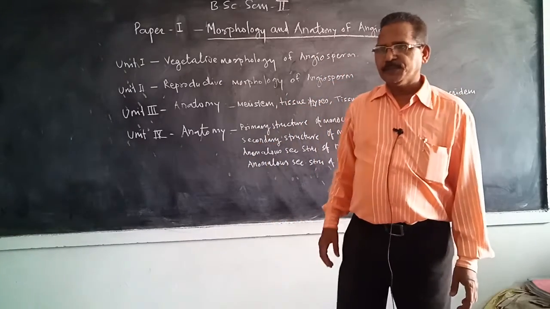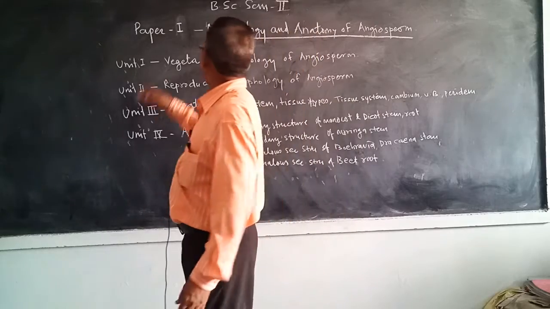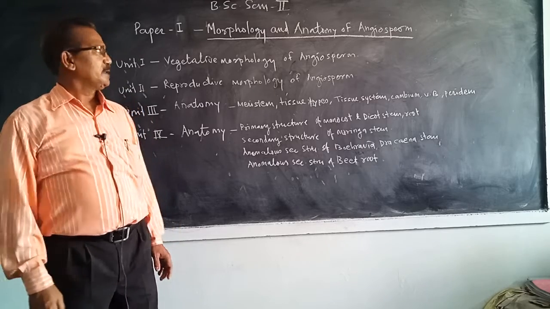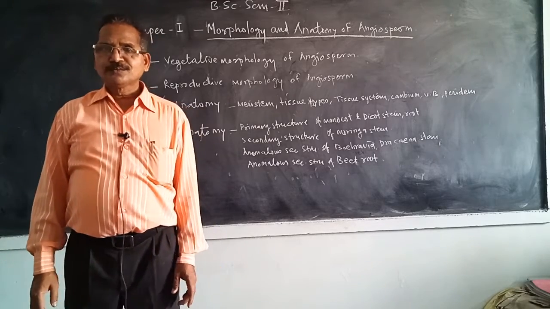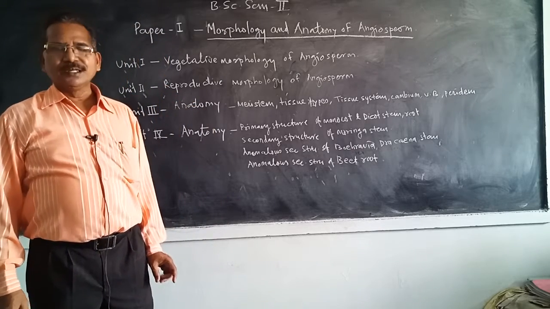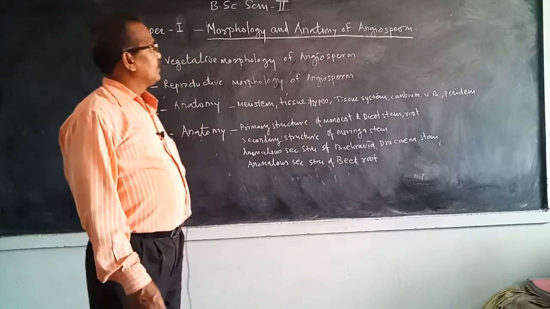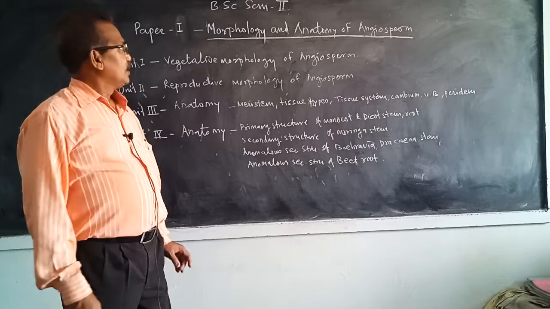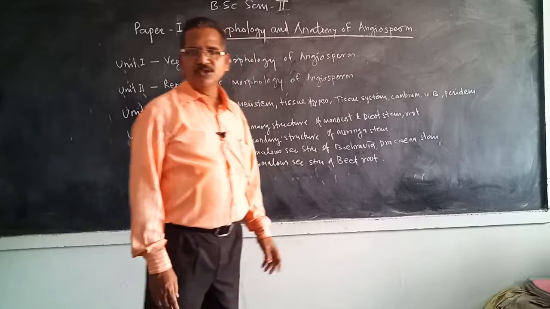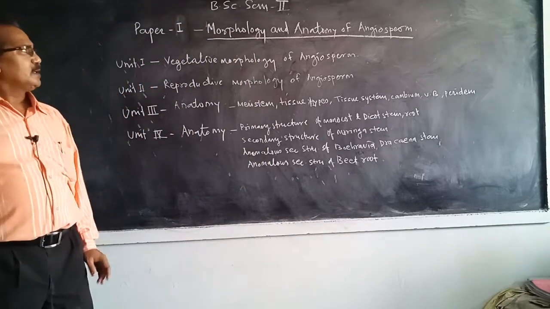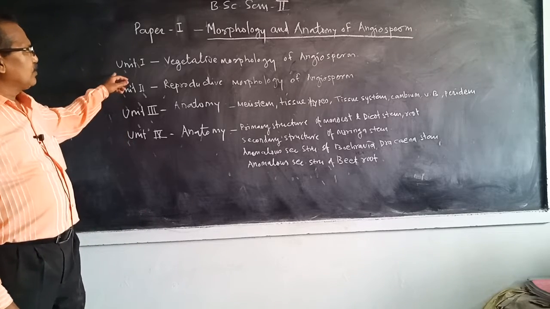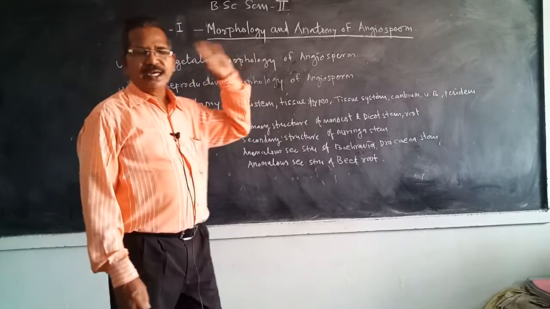In second semester in botany there are two papers. Paper 1 is morphology and anatomy of angiosperm, while the name of the second paper is classification and it is the families of angiosperm. I will teach you paper 1, morphology and anatomy of angiosperm. In paper 1 there are 4 units. Unit 1 is about the vegetative morphology of angiosperms.